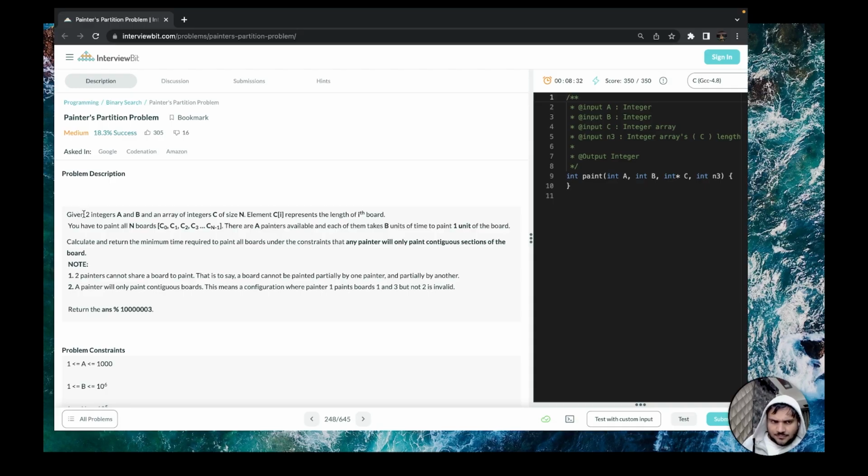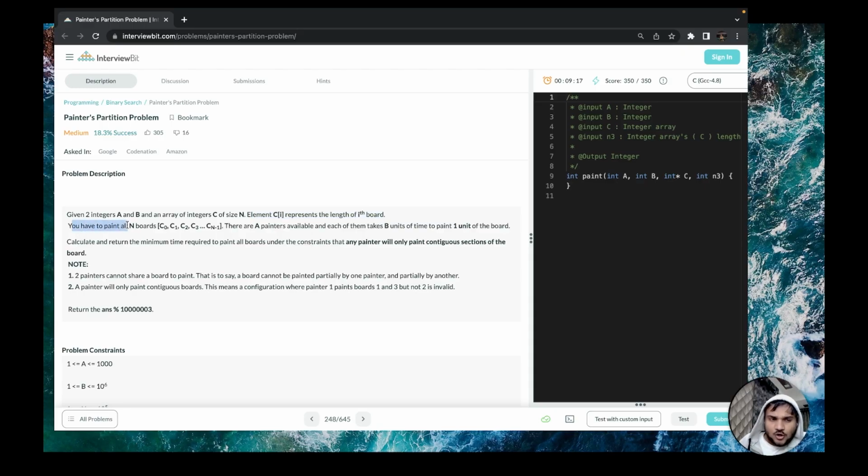The problem says that given two integers a and b, and an array of integers c. So you'll be having an integer array and two separate integers a and b. This integer array is of size n. Element ci represents the length of the ith board. So every element of the array represents a board. Most probably there are n different boards, and you are given the length of every ith board.